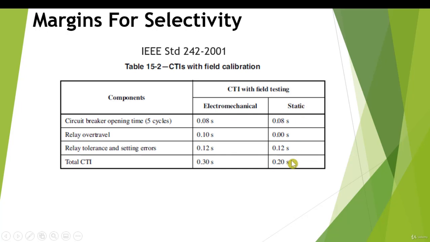So these values are derived considering the circuit breaker opening time, relay overtravel time, and various relay tolerances and setting errors. So if you add all the components, you will get the total coordination time. Now this coordination time may vary depending on the circuit breaker opening time in actual and the type of relay. Now this coordination time interval is applicable when you are coordinating two different relays.